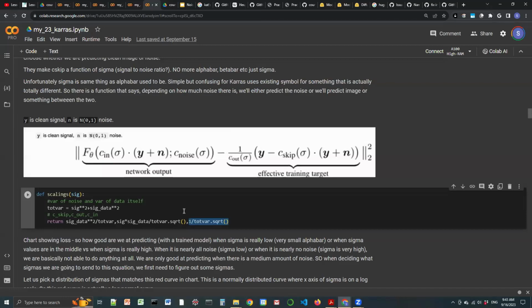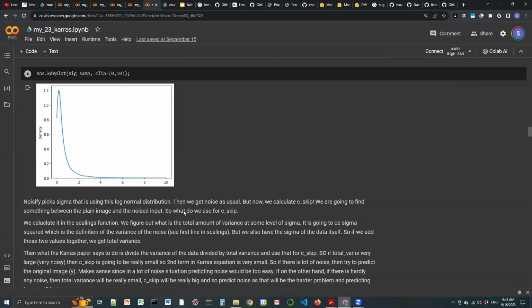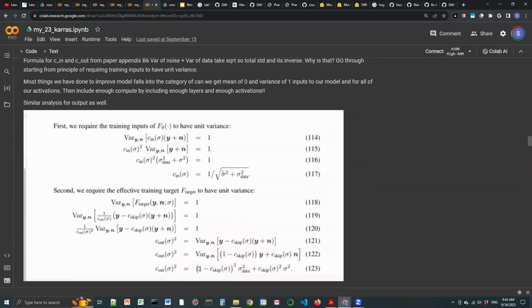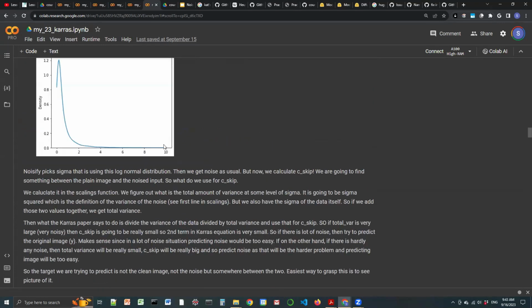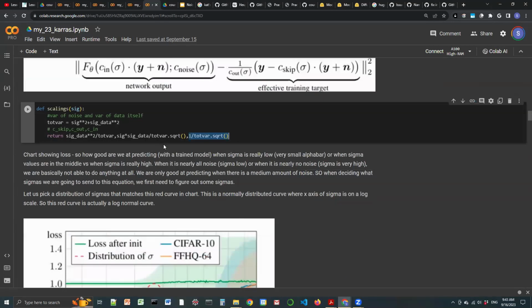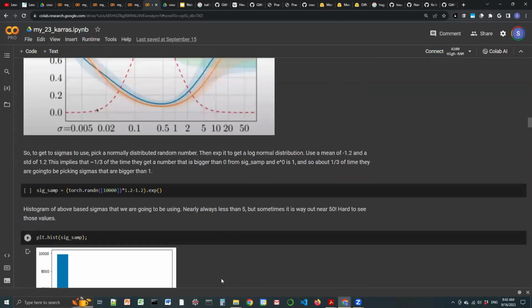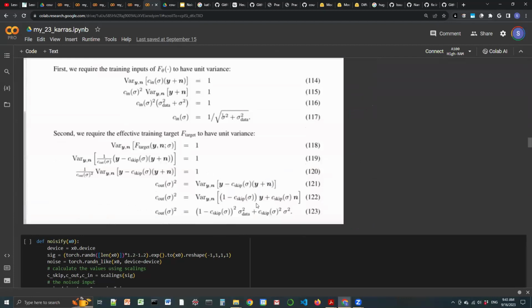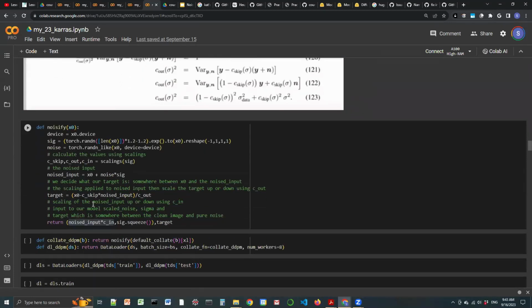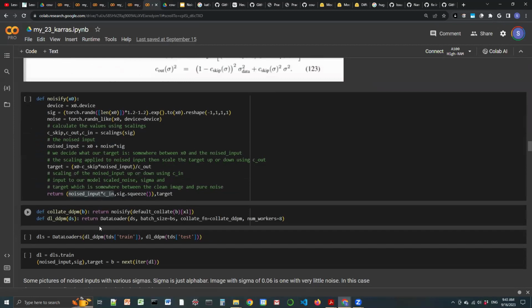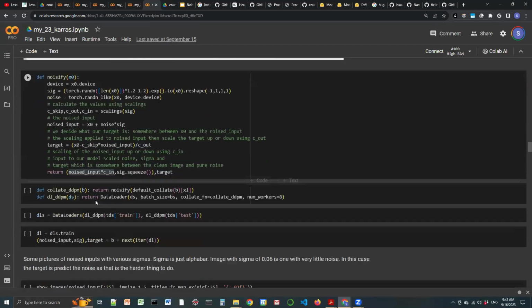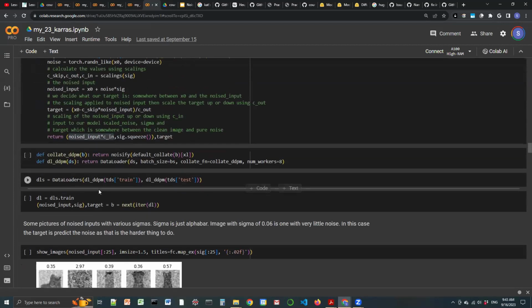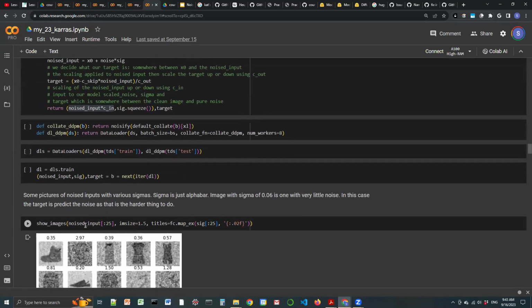Similarly, by a similar extension, where the derivation is given here, we just find out what the value of Cout is, and that value implemented in an equation corresponds to this: sigma times sigma data divided by the total variance square root. Right? And that's what this particular equation turns out to be. Those are the things we implement here. Everything else is exactly the same as before, nothing changes. And then some pictures of noised inputs with various sigmas.